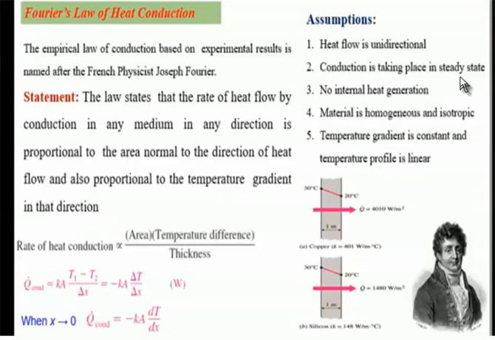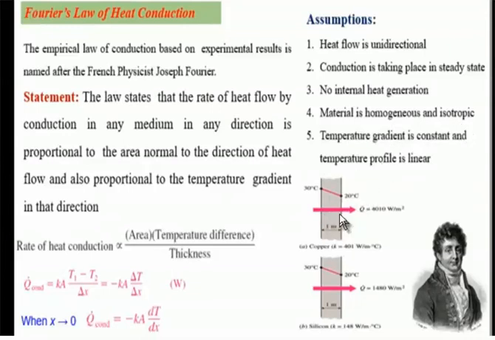Temperature of the substance will not change with respect to time, it changes only with position. Here this substance we can consider a steady state substance or component. Next, no internal heat generation. So within this substance or component, there is no heat generation taking place. Next, the material is homogeneous and isotropic.